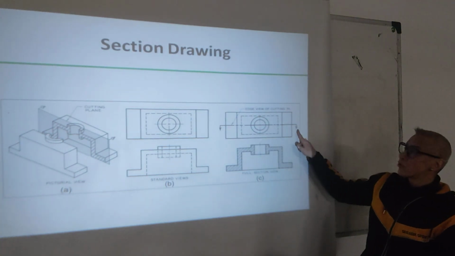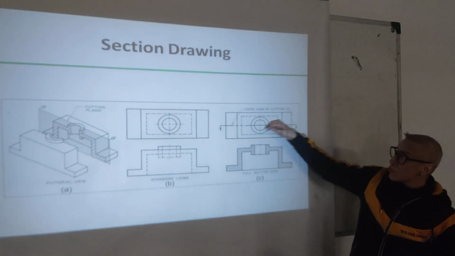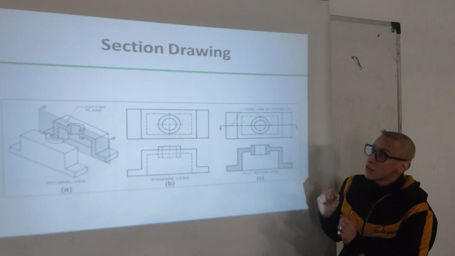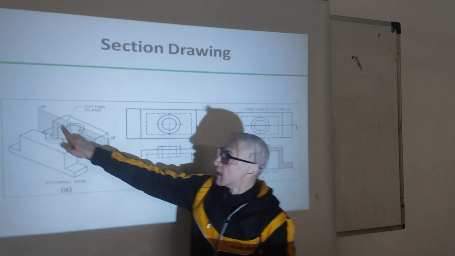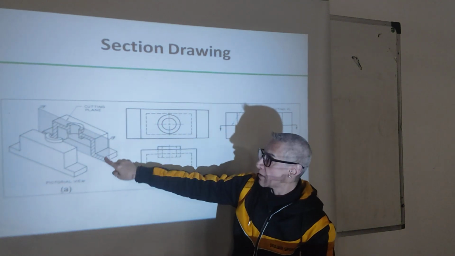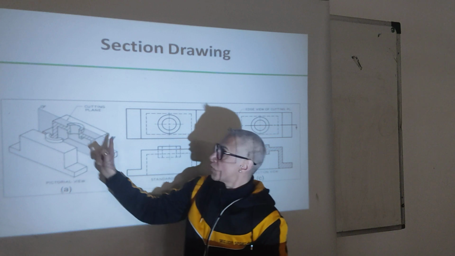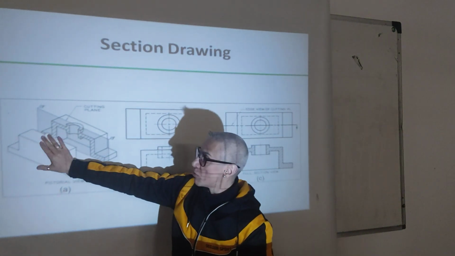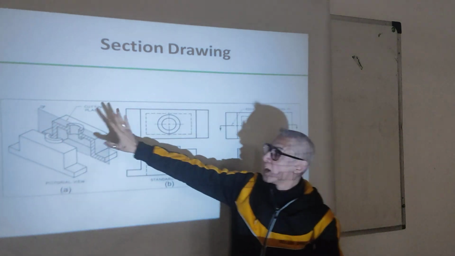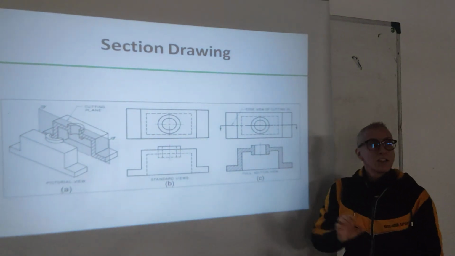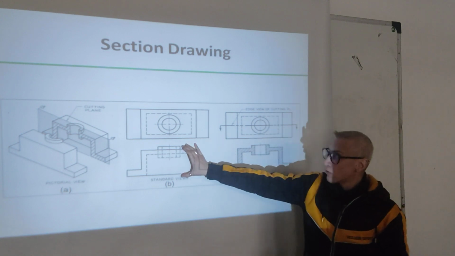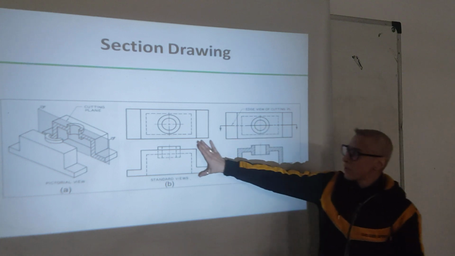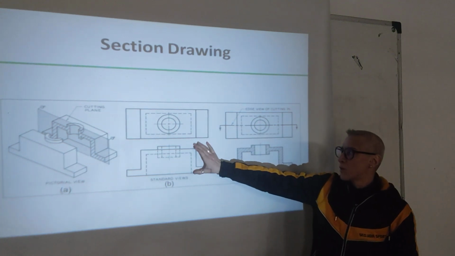There was a line that looks like this, okay, with arrows. Now the arrows can be in this direction, in that direction. So what do the arrows show, basically? Look at this cutting plane, this is the cutting plane line, and the arrows show the direction. It means that this part of the object is removed, deleted, and this part is the one that we are keeping and drawing, okay?